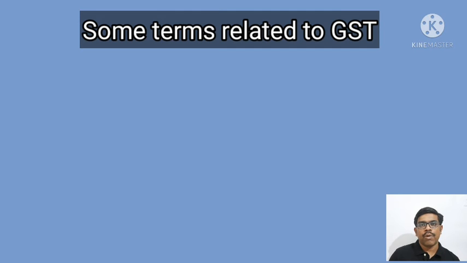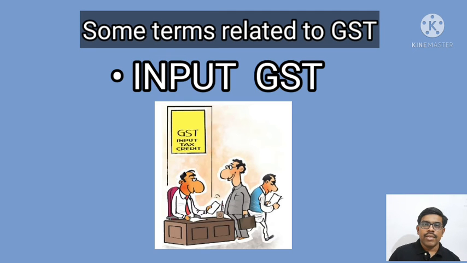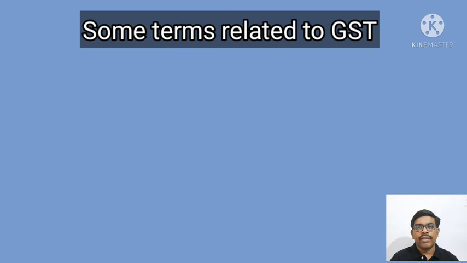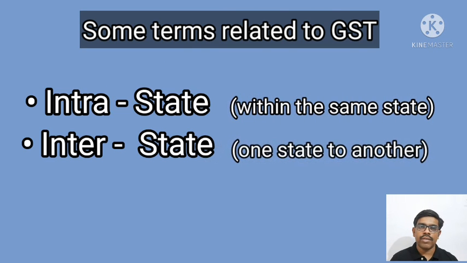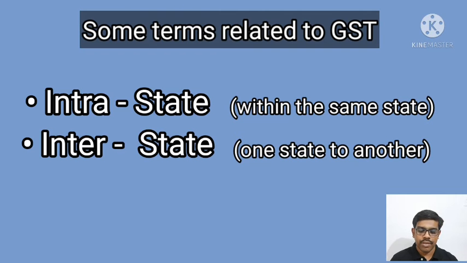Now I will talk about input GST. GST paid by the dealers to purchase goods and services is known as input GST, and the GST collected by the dealers from the customer is known as output GST. Intrastate. What is intrastate? Intrastate means within the same state. Interstate. Interstate means one state to another.